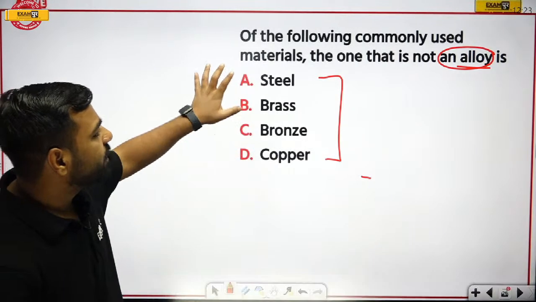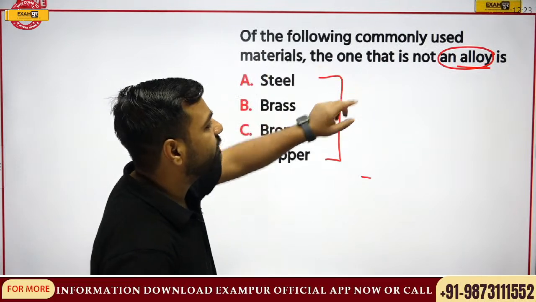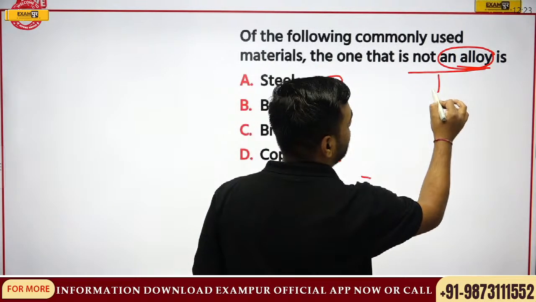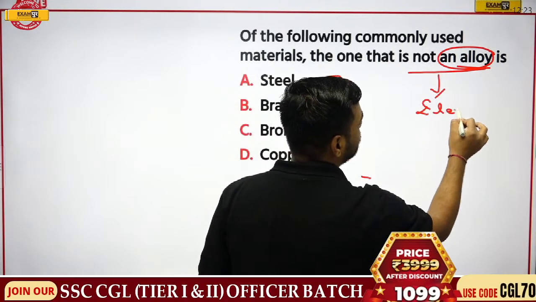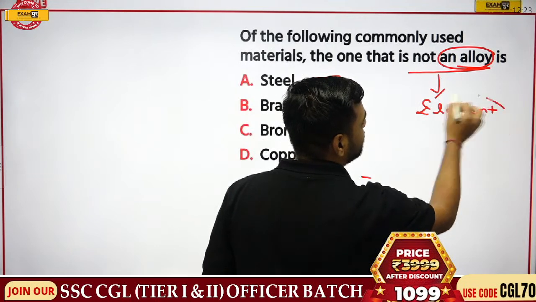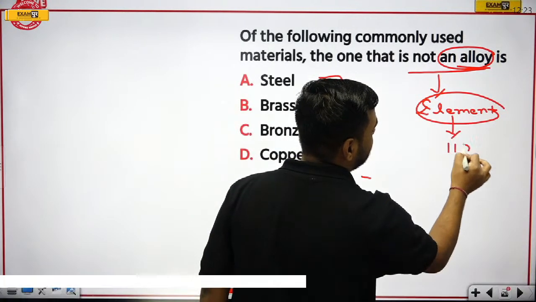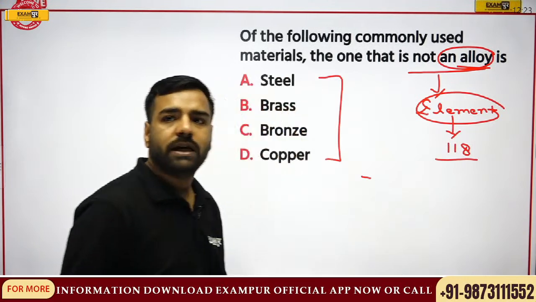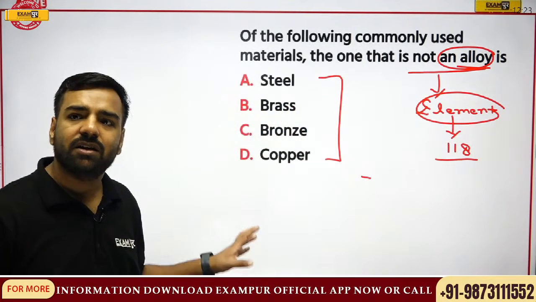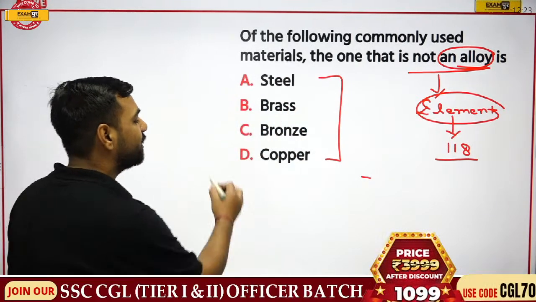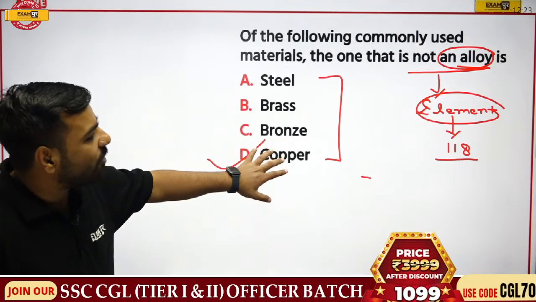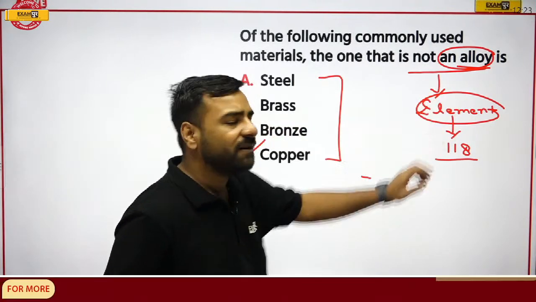Which of the following is not an alloy? That means it may be some element, and it will be present in those 118 elements which are present in the periodic table. We have seen this periodic table where we have copper, right? Since copper is an element, it is not an alloy.